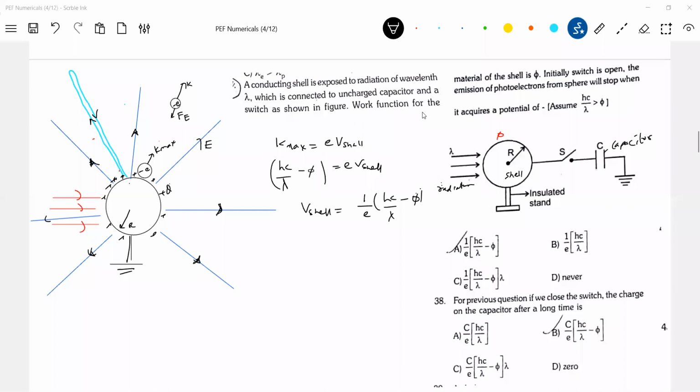Okay, now this is about the potential of the shell. It is asking again, for the previous question, if you close the switch, once the shell has acquired its potential, what is the charge on the capacitor after a long time?